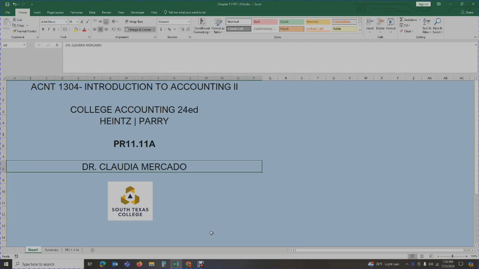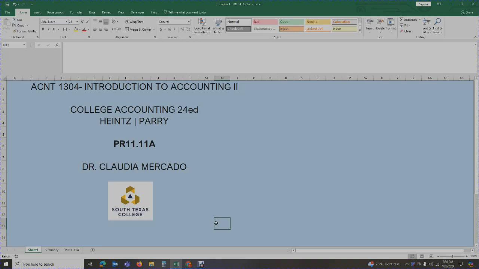We are using the textbook College Accounting 24th edition, and the problem that we are going to be covering in today's lecture is problem 11-11A. Problem 11-11A will be on your exam, and it deals with purchases and cash payments transactions, as well as preparing a schedule of accounts payable.